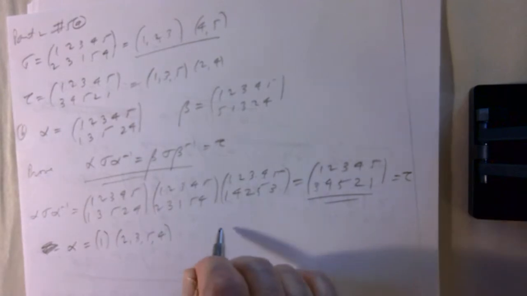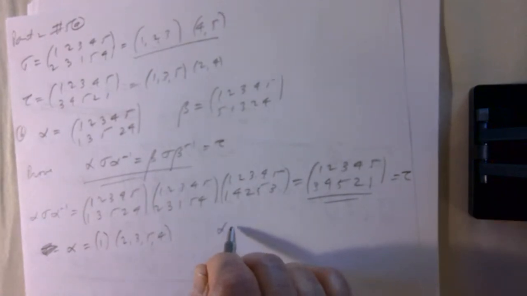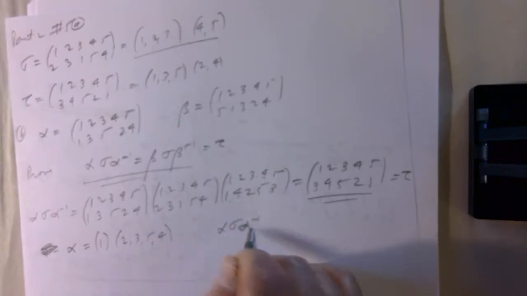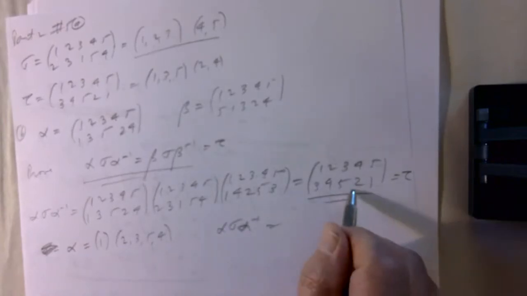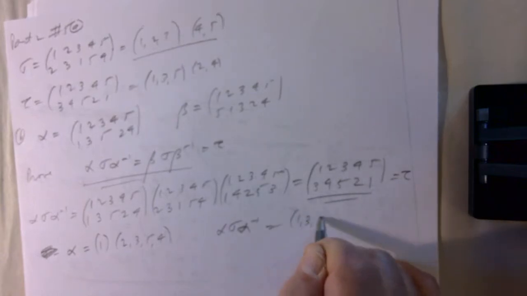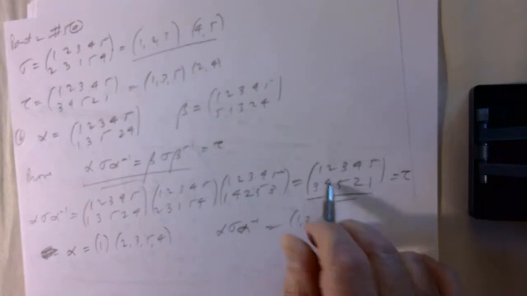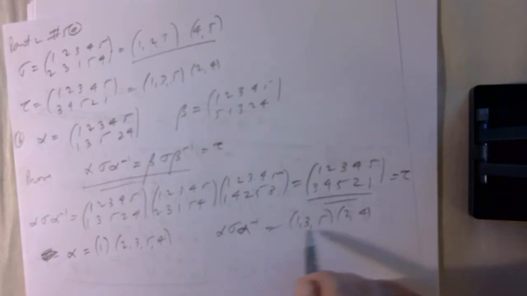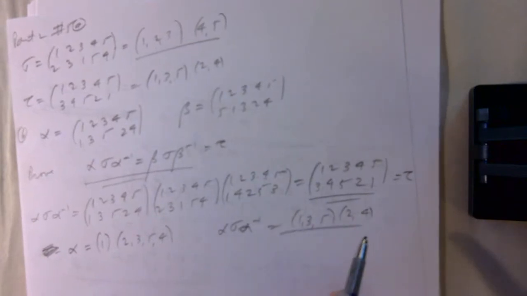And alpha sigma alpha inverse, if we were to write this as a product of cycles, it's 1 goes to 3, goes to 5, goes back to 1, and 2 goes to 4, goes to 2. So this is alpha sigma alpha inverse.